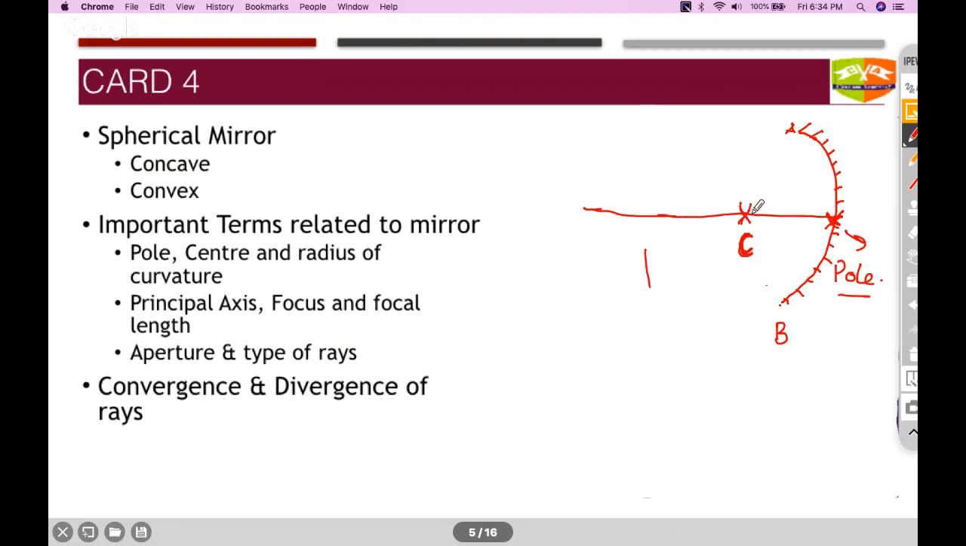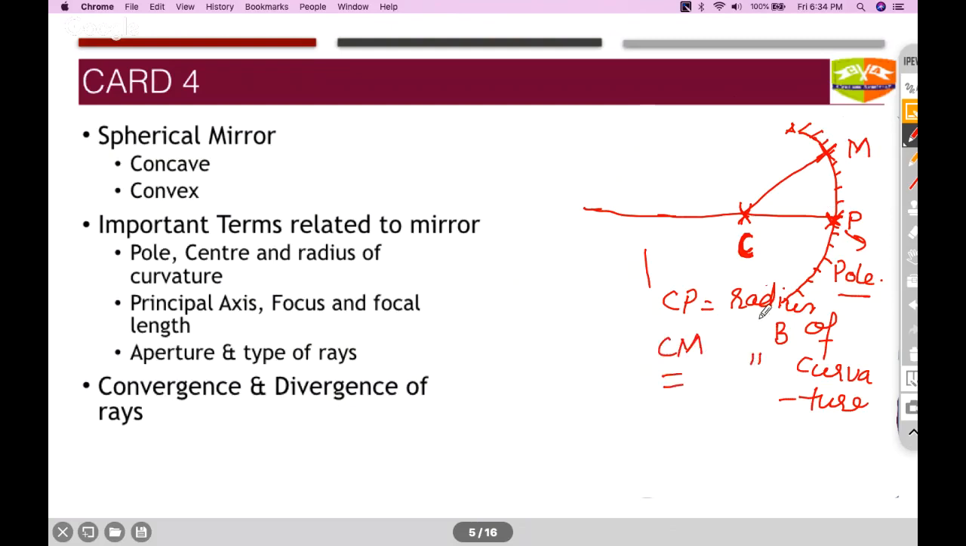Now the distance between any point on the mirror and the center of curvature is known as the radius of curvature. The pole is denoted by P, and the center of curvature is denoted by C. So the length CP is equal to the radius of curvature. If I take any other point, suppose this point is M, then the line CM will also be the radius of curvature, because any point on the periphery has equal distance from the center of curvature.